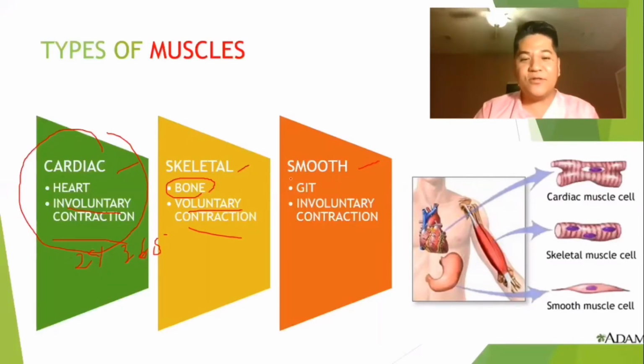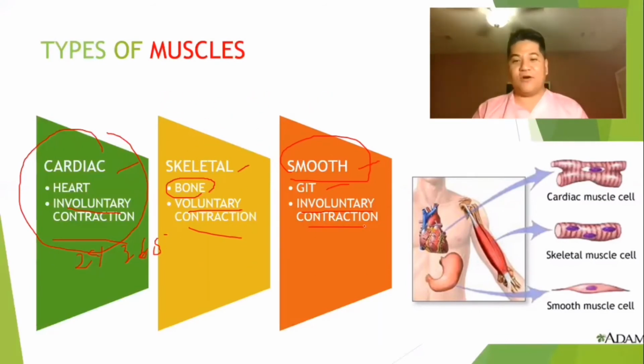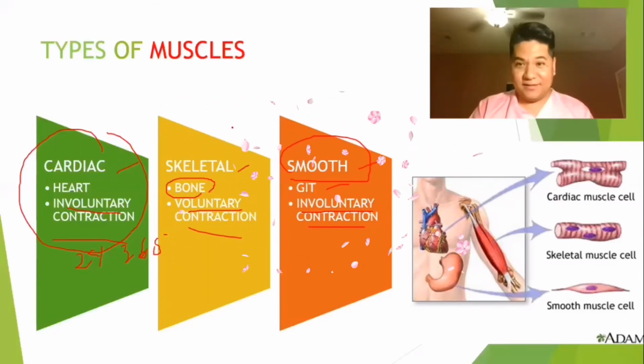Now, the smooth muscle, another example, is found in the GIT tract of our body. So it's also involuntary. We cannot control that. So that's why when you get hungry, your stomach is the best example of smooth muscle, they contract. So that is an example of smooth muscle. So these are the three types of your muscles.